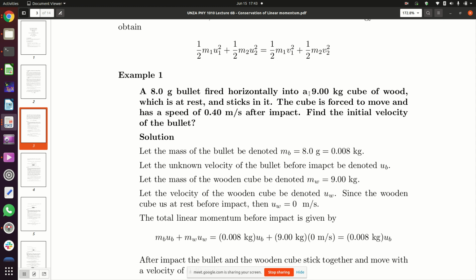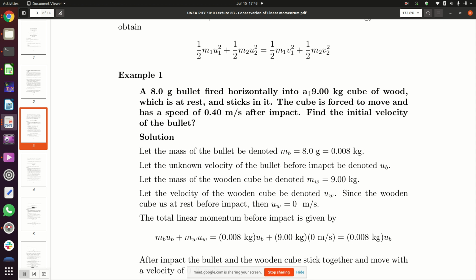Again, since the bullet is colliding against the wood, basically this is a collision problem. You have to treat the bullet, as small as it is, as one object which is colliding with a piece of wood which is much larger and gets stuck into it. So basically this is a collision problem.